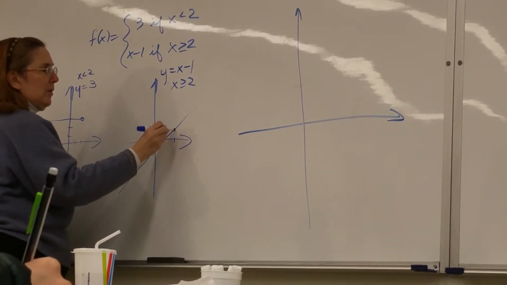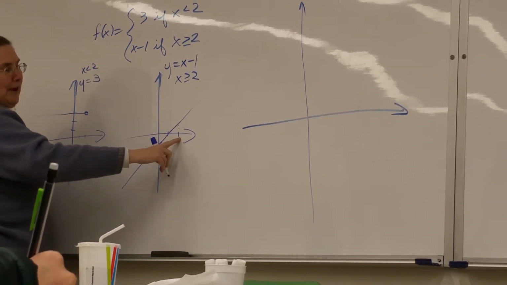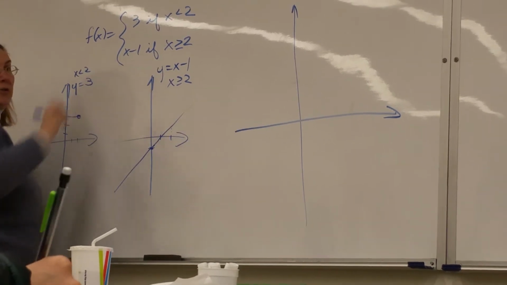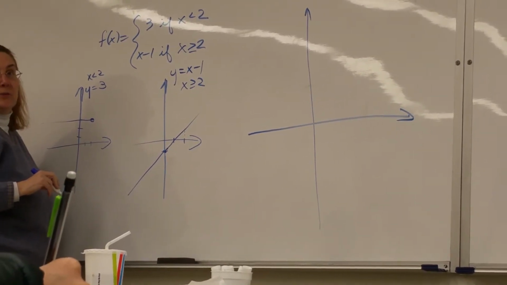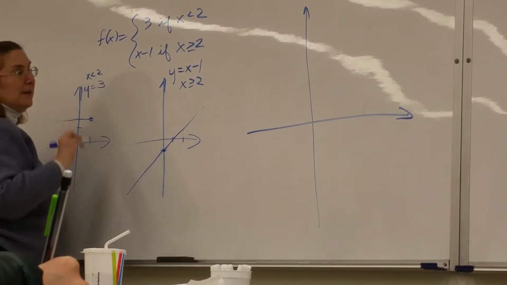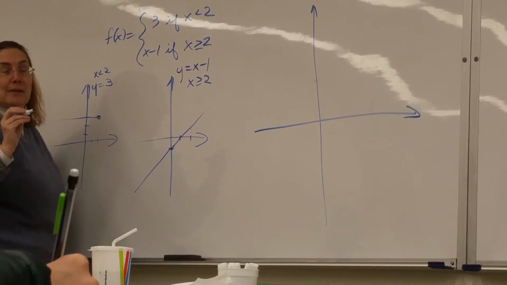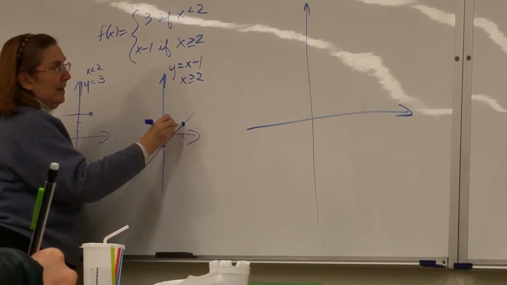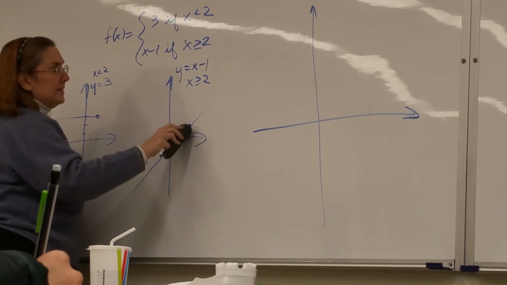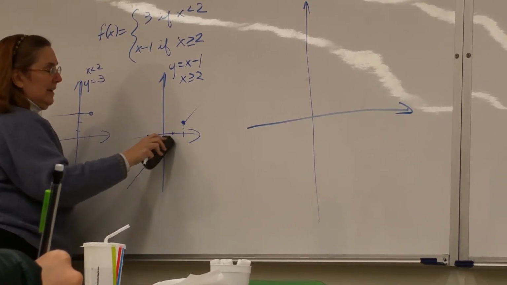are greater than or equal to 2. There's an x value of 2. Where are the x values greater than or equal to 2? To the right? Solid dot or circle? Solid. Solid dot. I want to keep everything to the right. Get rid of this.